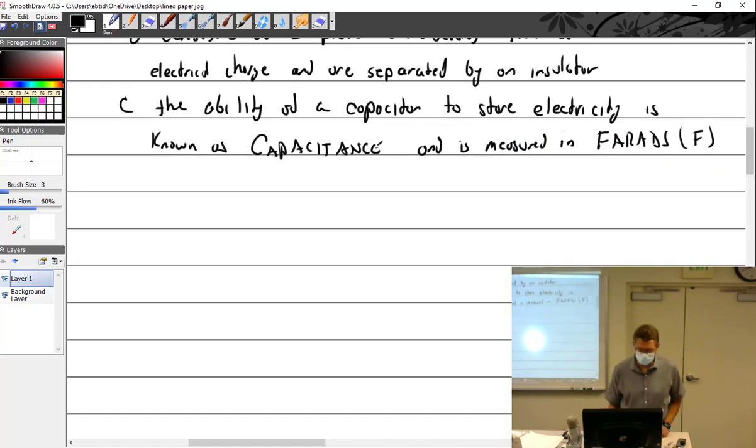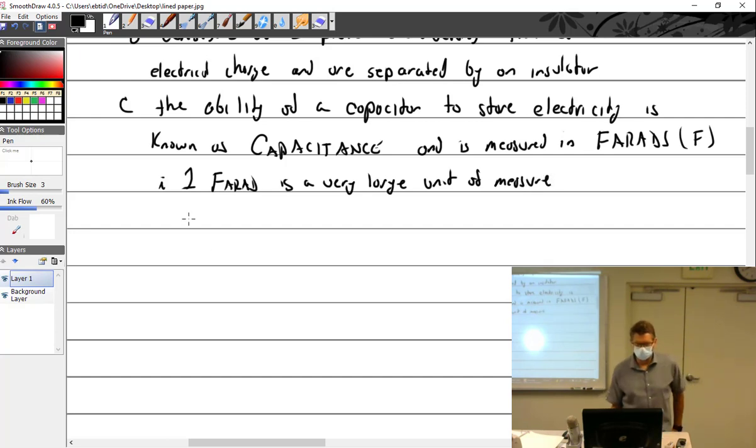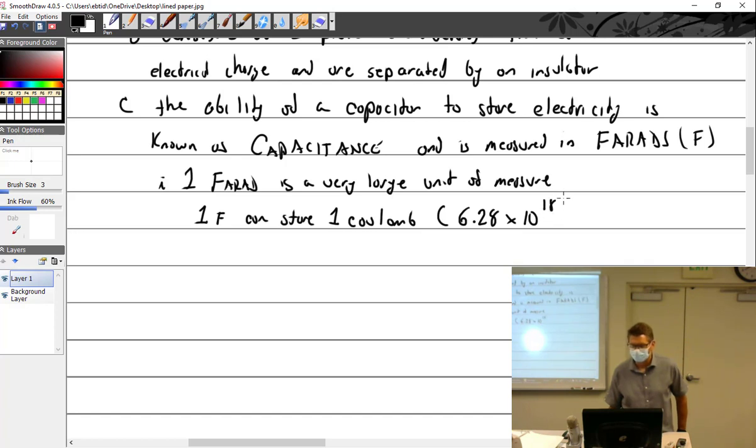So 1 farad is actually a pretty large number. 1 farad, 1F, is a very large unit of measure. One farad can store 1 coulomb. Anybody remember how much a coulomb is? I remember it being 2 pi, so 6.28 times 10 to the 18th power. So that many electrons at 1 volt.